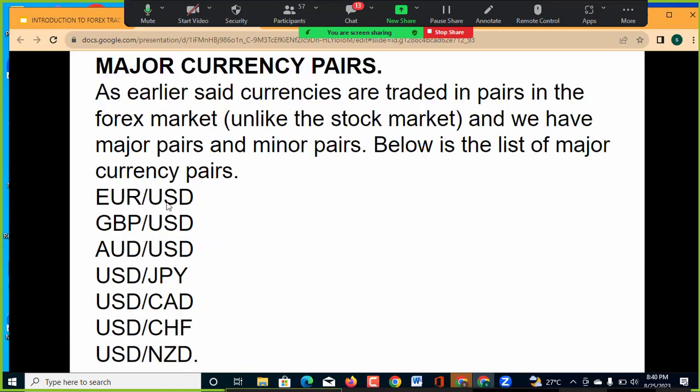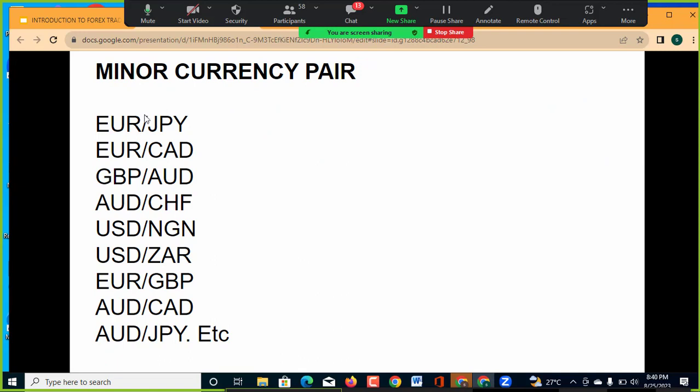So we have major currency pairs, and all these are major currency pairs. The minor currency pairs are these: every other currency pair that is not the US dollar paired with the major currencies. In this case, EUR, GBP, AUD, JPY, and so on. They are very, very many, because if you look at the currencies in the whole world, in different countries, they are just very many. You can actually number them, they are not innumerable, but they are very, very many.